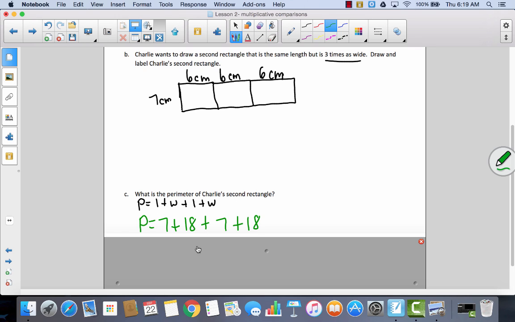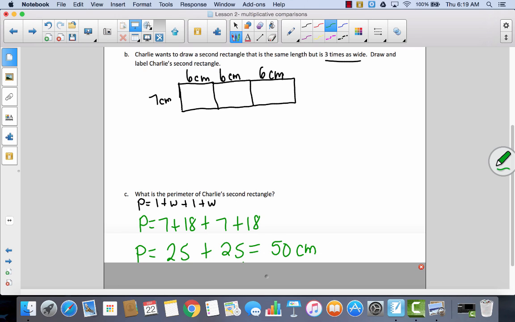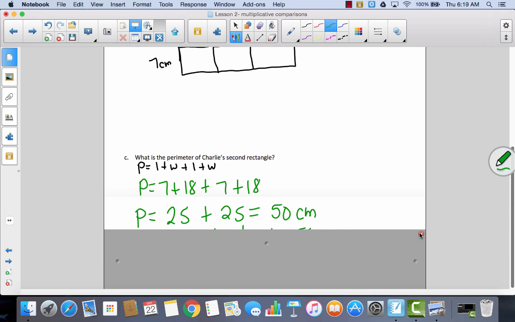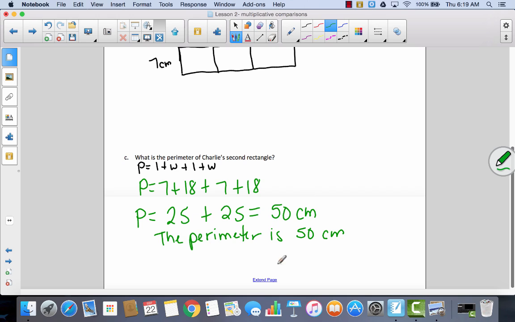So 7 plus 18 is equal to 25. So I had 25 plus 25, which was equal to 50 centimeters. And then, to write my answer as a statement, I wrote the perimeter is 50 centimeters. So hopefully you're starting to become a little bit more comfortable with the formulas for area and perimeter.